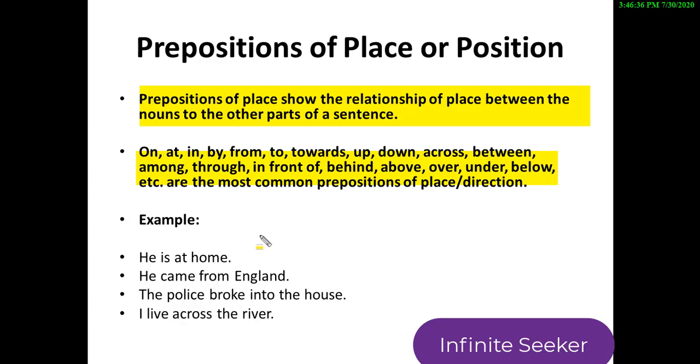For example, he is at home. He came from London. The police broke into the house. I live across the river. So these are the examples of prepositions of place or position.